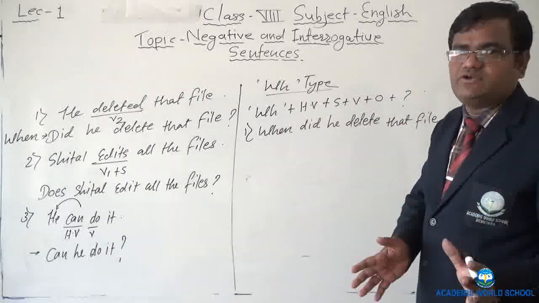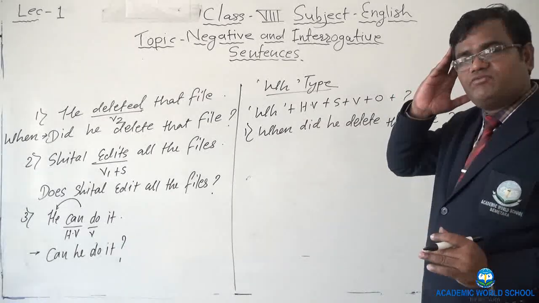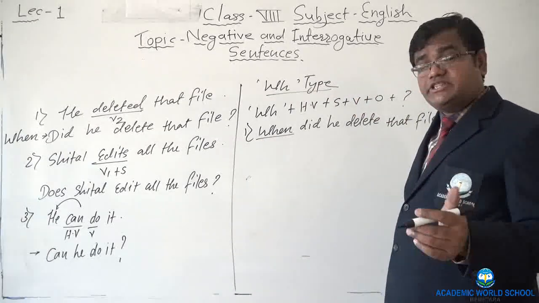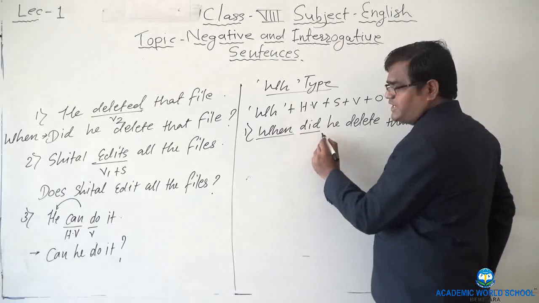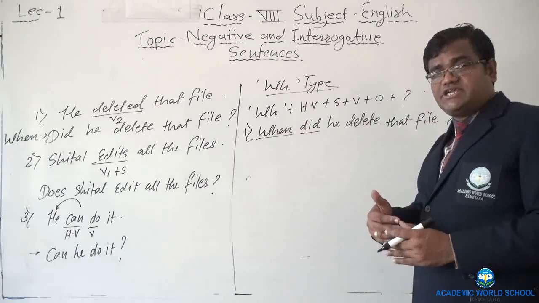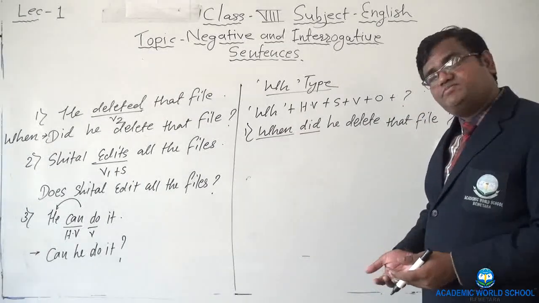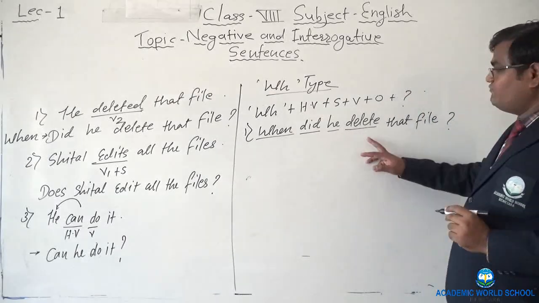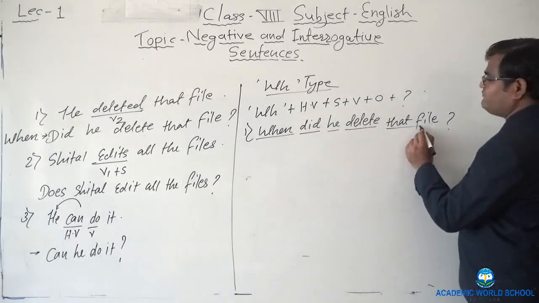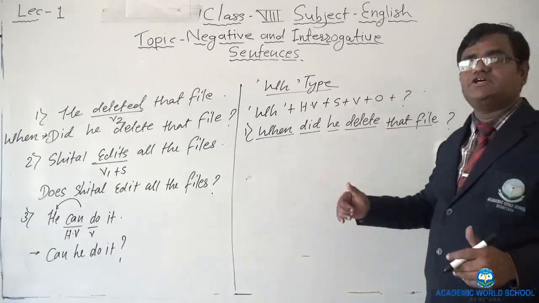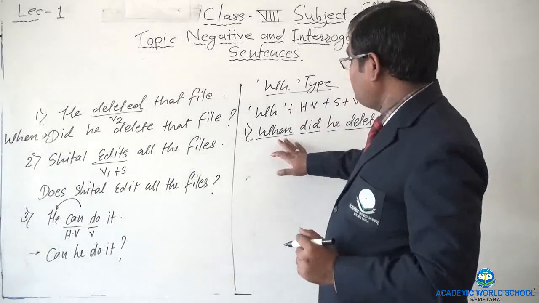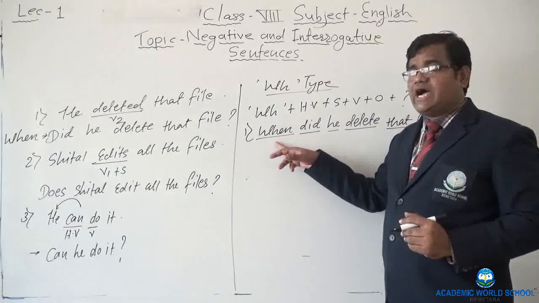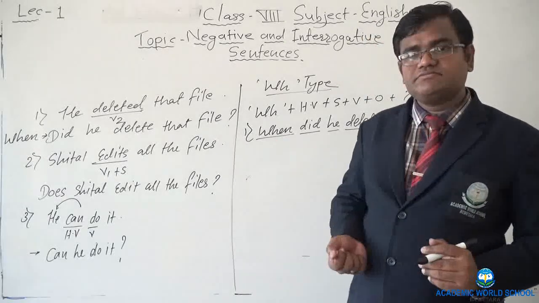No need to think. You have to process in mind: first of all, is there a WH word? Yes. Then is there a helping verb? Yes. Then is there construction in subject, verb and object? Yes, subject, then verb, and then that file is the object. Exactly, the question is right. Now, I want to, instead of when, ask where.